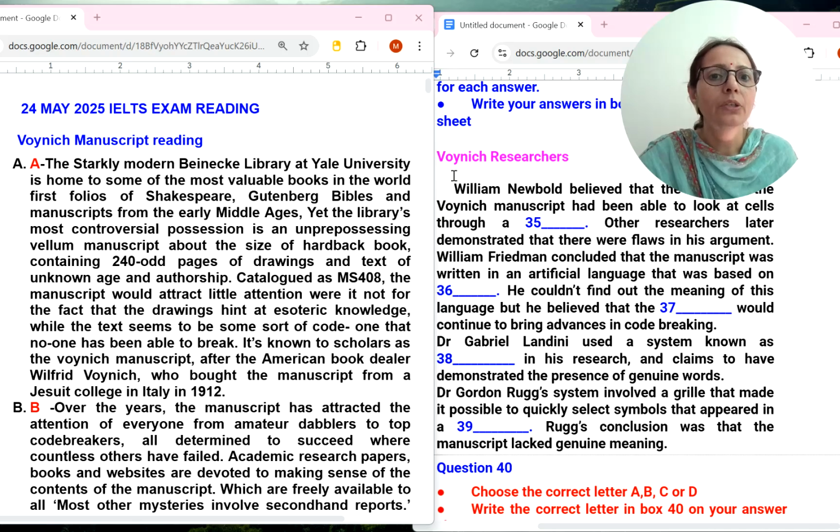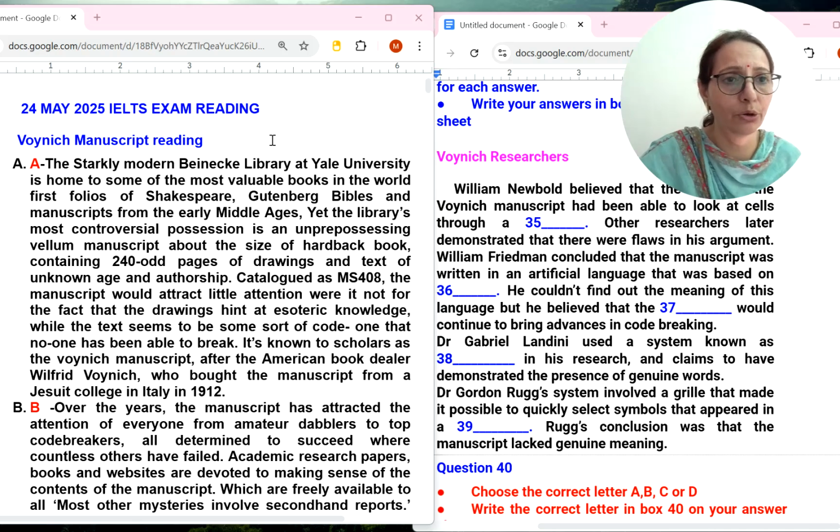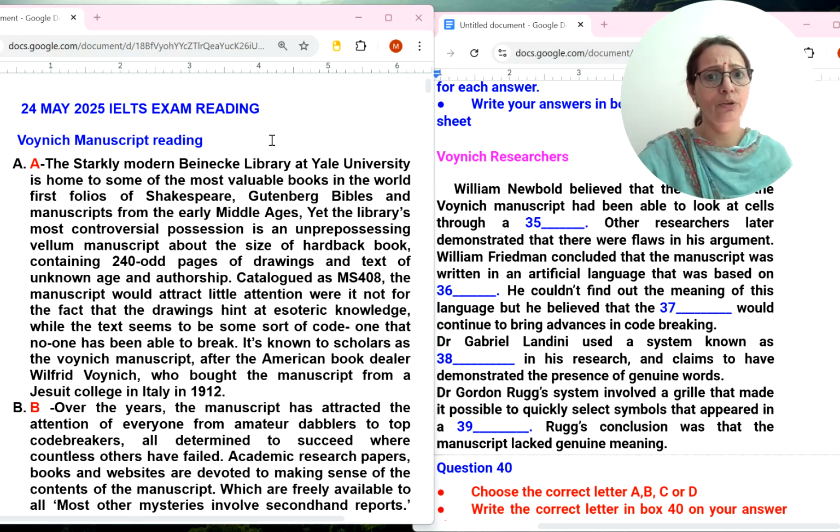How to do this fill in the blanks is important. They have given a title for this, and Voynich manuscript is the reading title. I have not understood the meaning of Voynich, but manuscript I know is relating to old written things, like on leather or tree bark or old clothes also. Something they have written in old languages, that is manuscript kind of things.